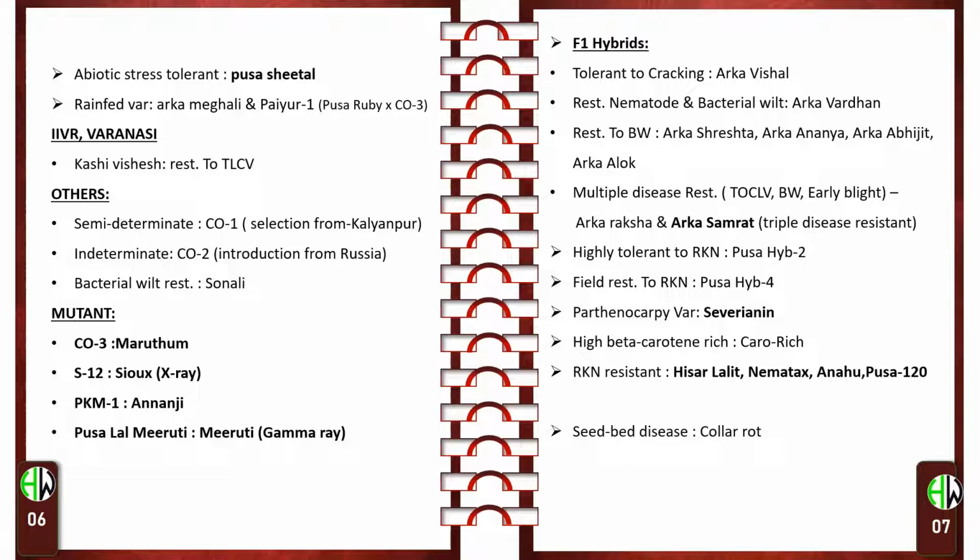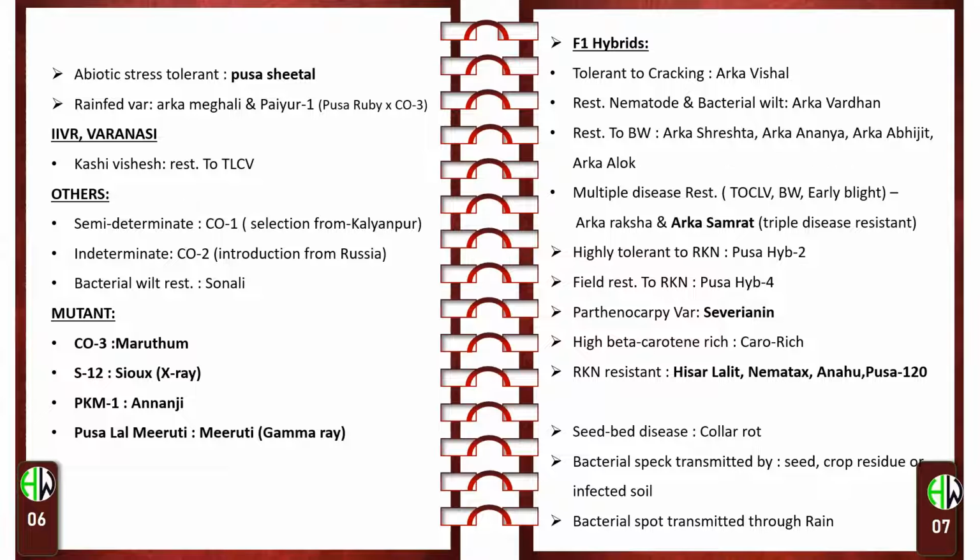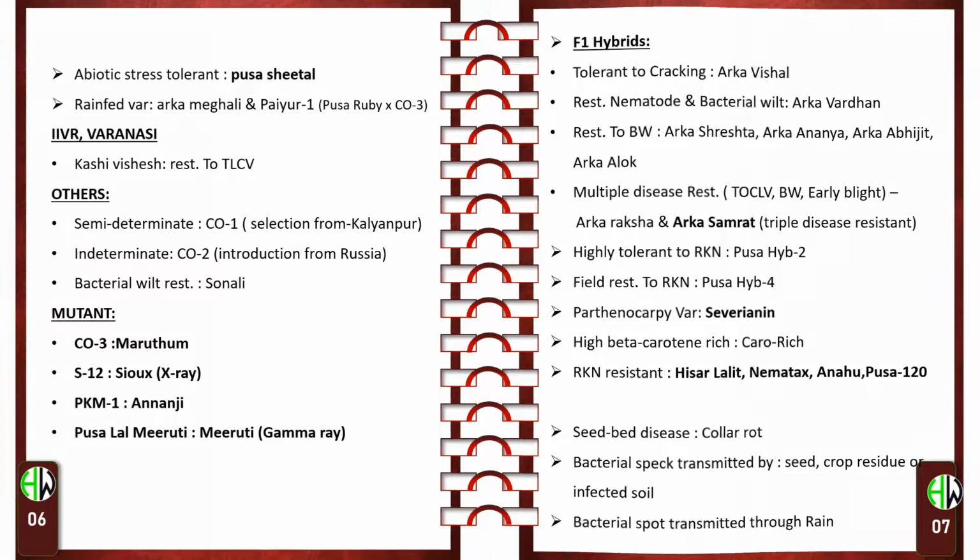Then, seedbed disease is collar rot. Bacterial speck is transmitted by seed, crop residue or infected soil. Bacterial spot is transmitted through rain.